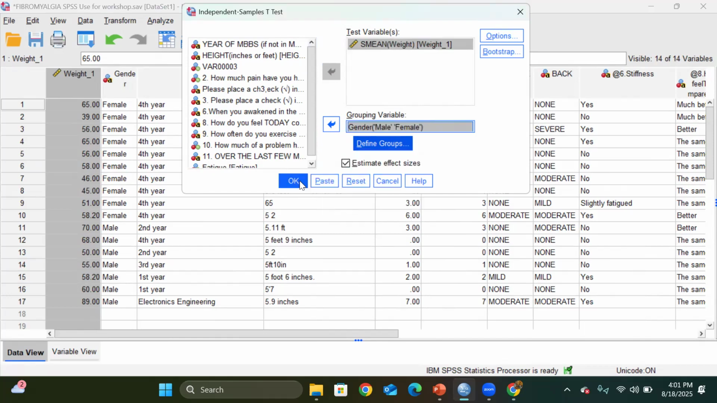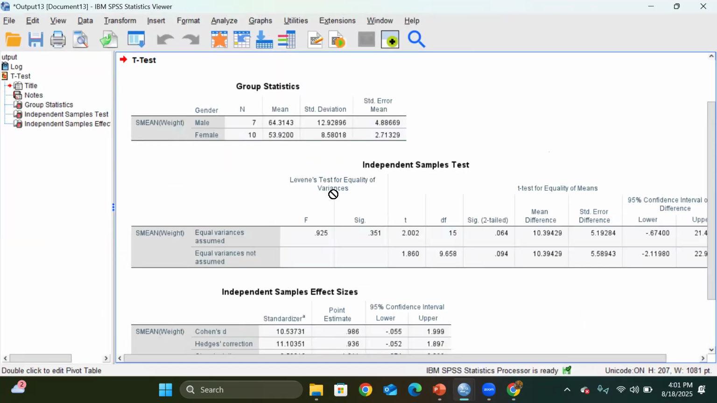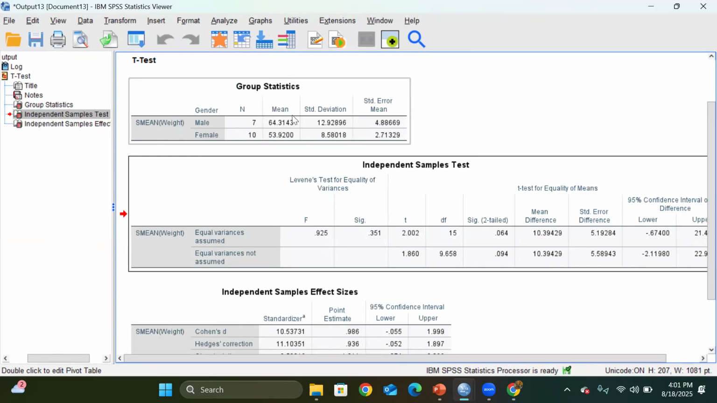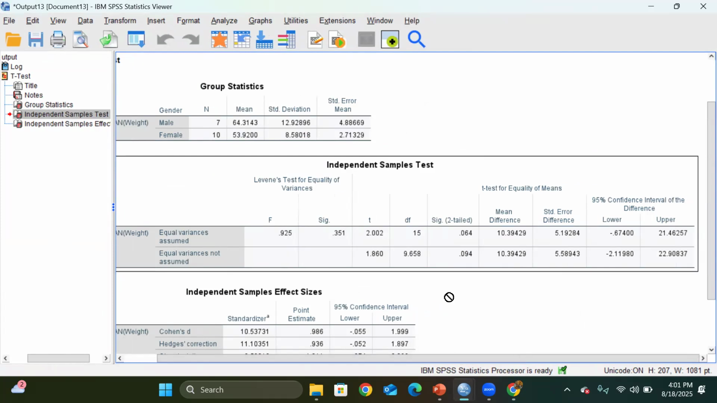Okay, continue and okay. So it's saying that the mean weight of males is 64 kg and the mean weight of females is 53 kg. Their standard deviation is also shown. Now, what about the p-value? For the p-value, we have to assume that equal variances are assumed. That's the standard that we use.